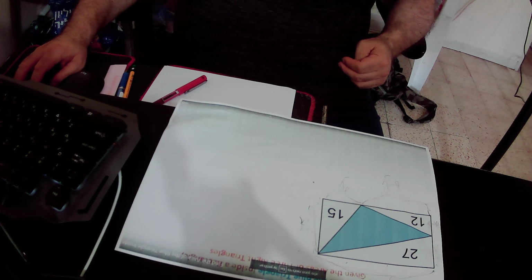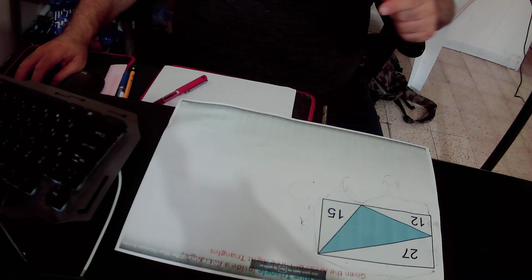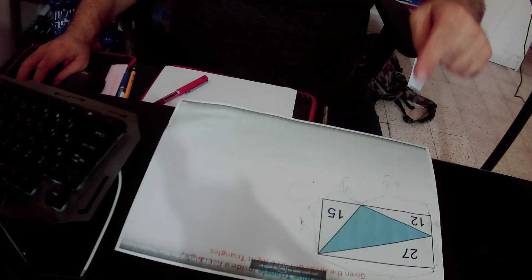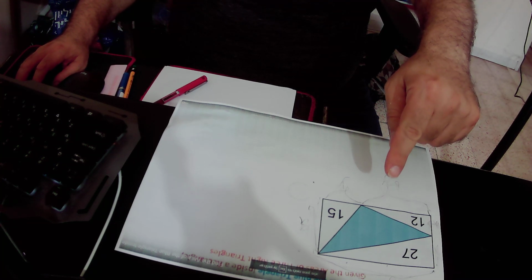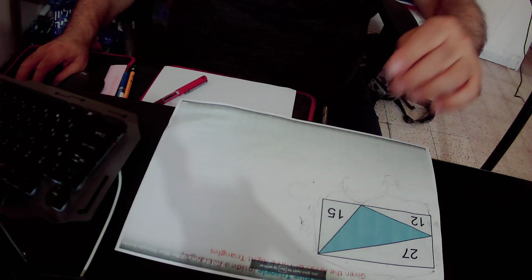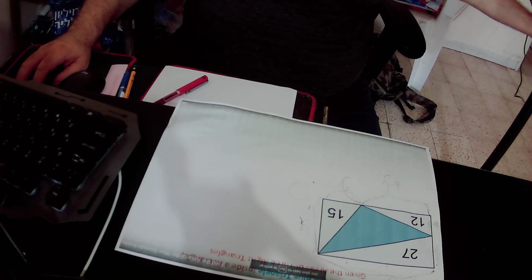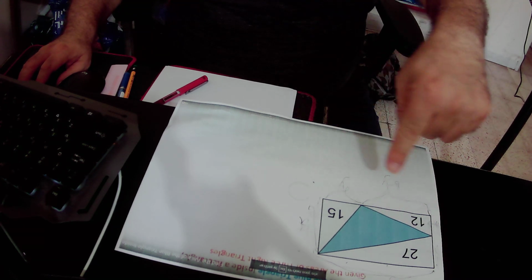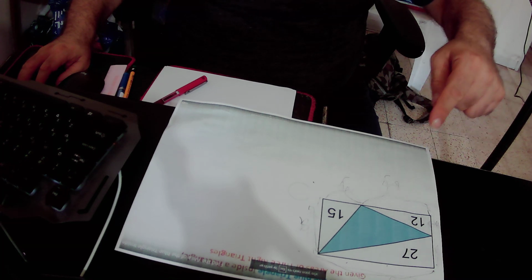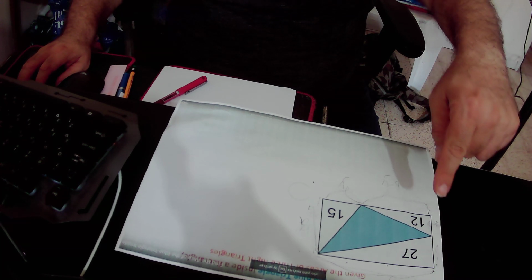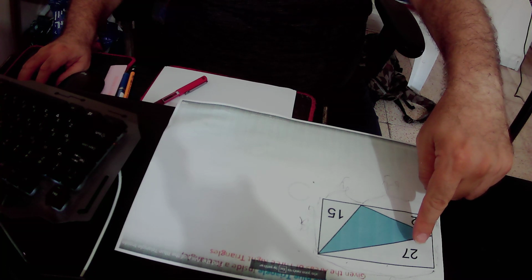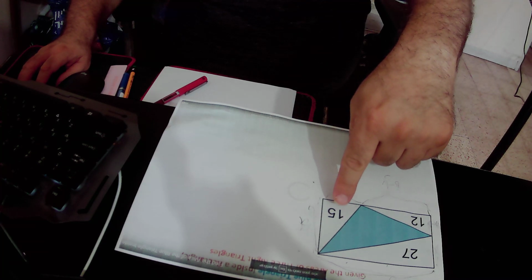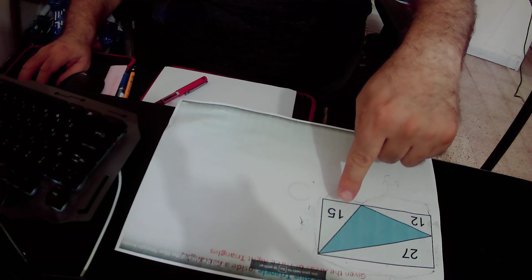Hello, in this lecture we will find the area of the blue triangle. Actually, the triangle is inside a rectangle, and the areas of the right triangles in the white color are given. The area of this right triangle is 27 units, the area of this right triangle is 12 units, and the area of this right triangle is 15 units.